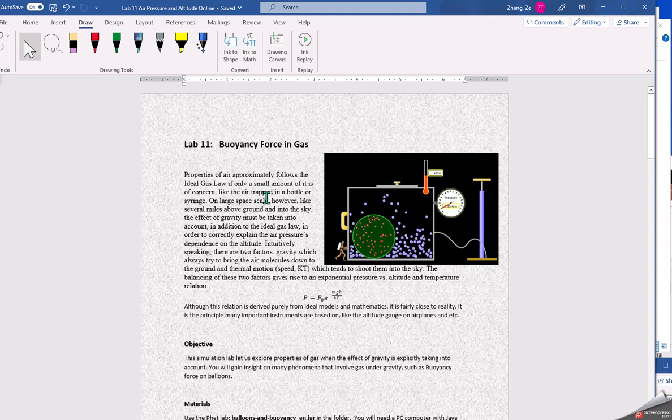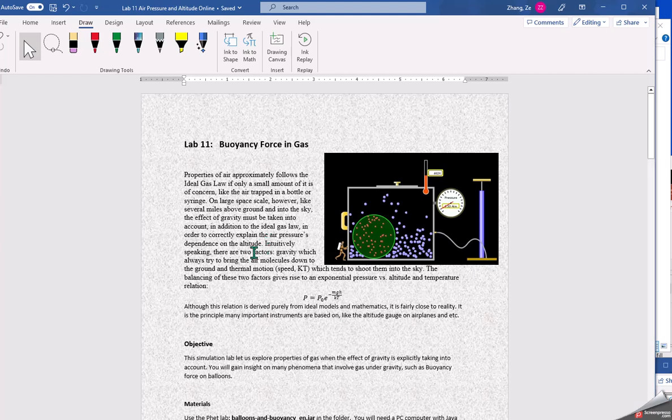On a large scale, however, like several miles above the ground or into the sky, the effect of gravity must be taken into account, in addition to the ideal gas law. In order to correctly explain the air pressure's dependence on altitude, which is the height or distance from the ground, you should add the effect of gravity to the ideal gas law.